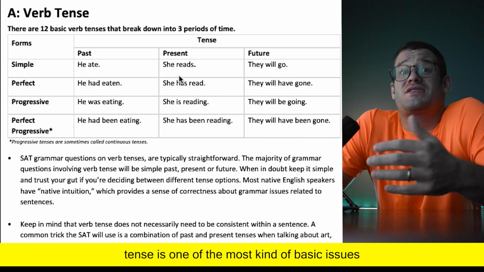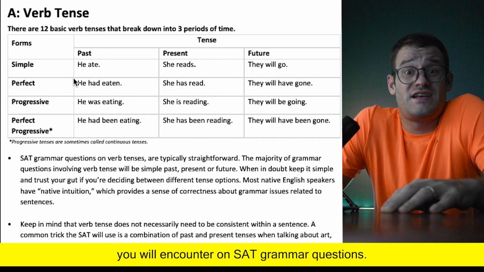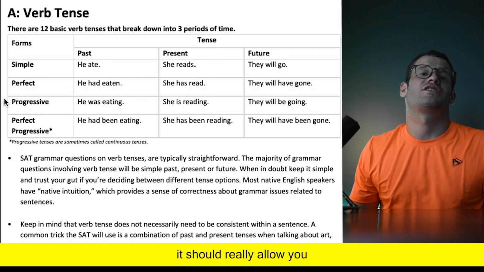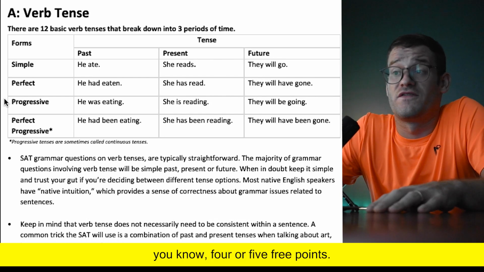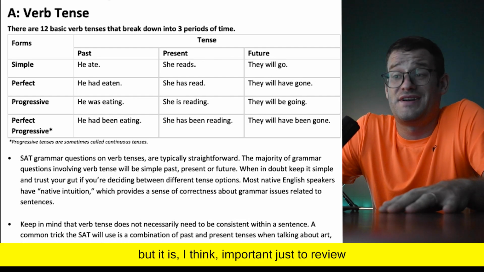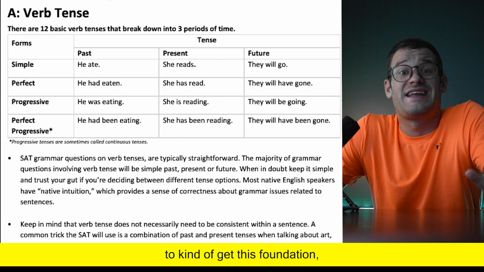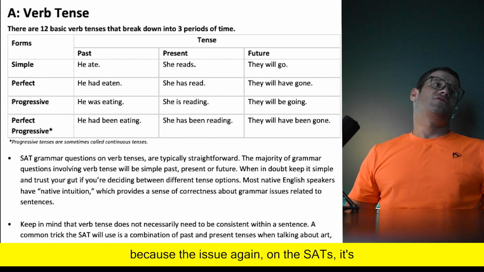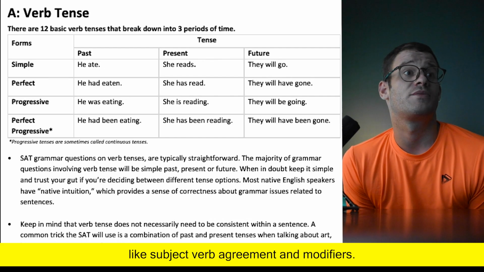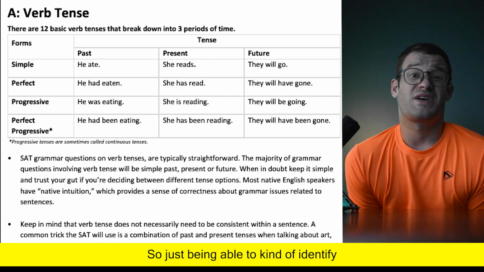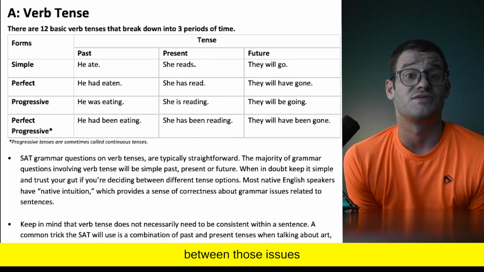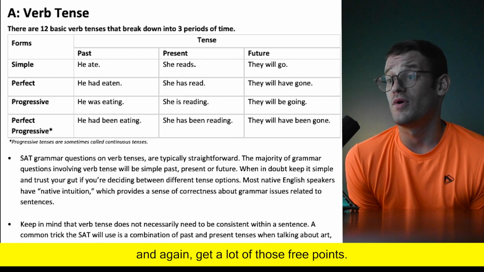Verb tense is one of the most basic issues you will encounter on SAT grammar questions. So by getting this foundation, it should really allow you to get 4 or 5 free points. I recognize it's an incredibly boring topic, but it is important to review this foundation. The issue on the SAT is that it's going to combine verb tense with a lot of other issues like subject-verb agreement and modifiers. So being able to identify your basic verb tenses should allow you to differentiate between those issues and get a lot of those free points.